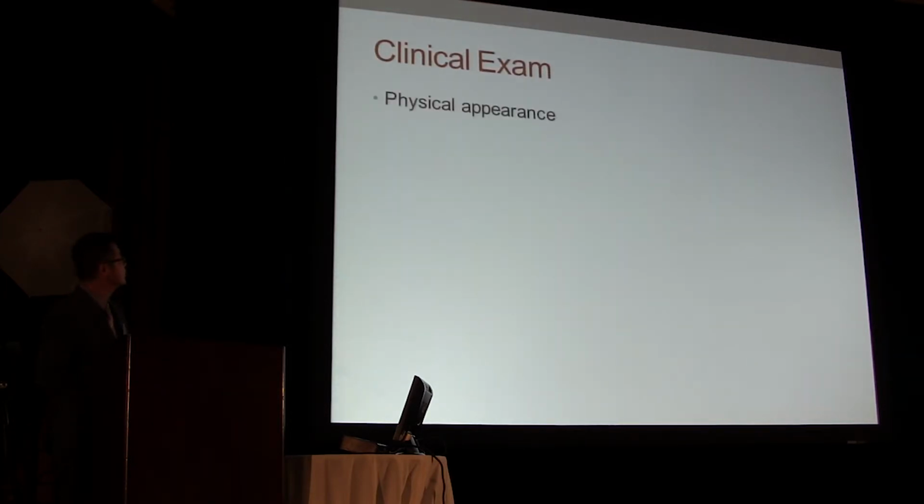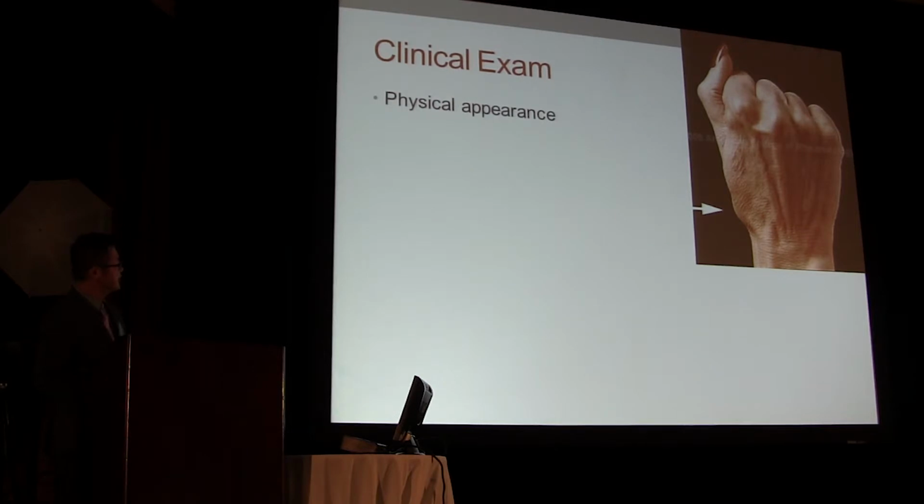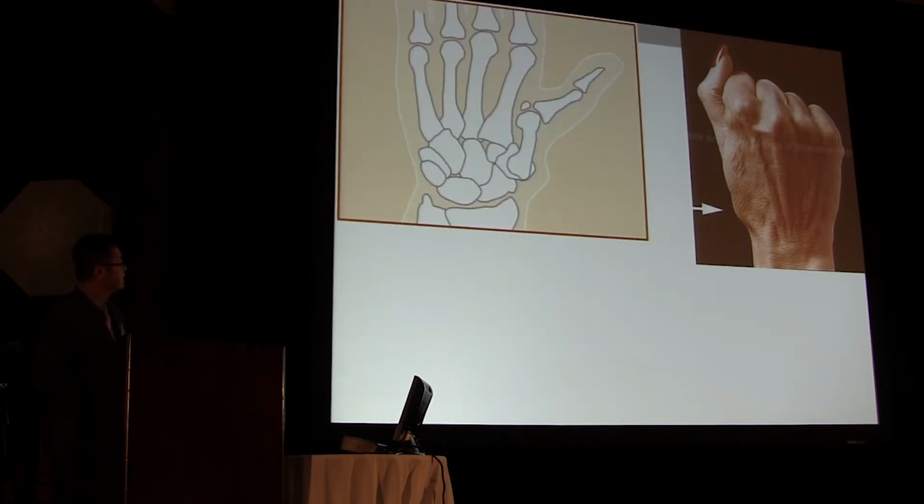Okay? So on clinical exam, some people who have severe CMC arthritis, the basal joint arthritis, get dorsal radial subluxation. What it looks like is a prominent bump here, because the joint is actually subluxing. And that's called a shoulder sign. It kind of looks like this.